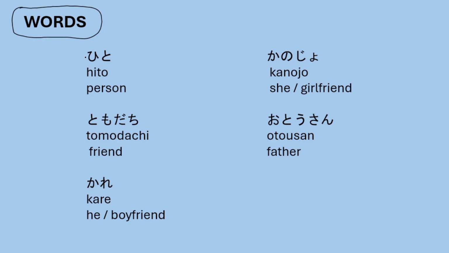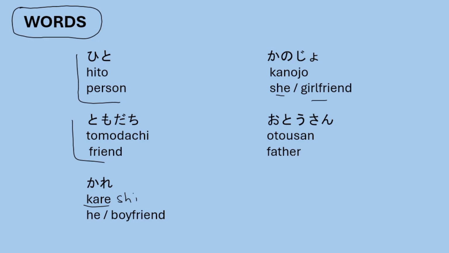The first is hito, which means a person. Hito means person. The second is tomodachi, which means friend. Kare means he. If you add shi at the end, kareshi, you will get boyfriend. Most of the time you can also say kare, it also means boyfriend. Kare means he and boyfriend. Kanojo means she and girlfriend.